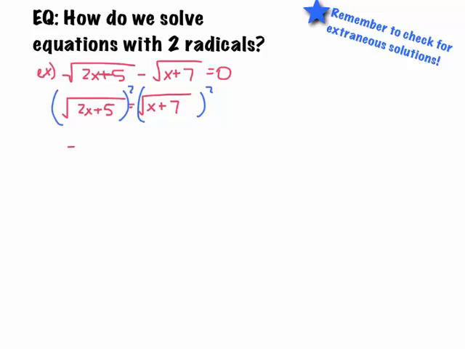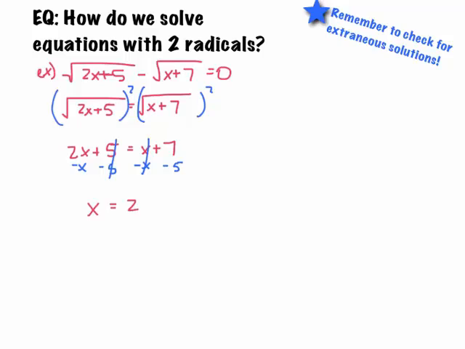So now I have 2x plus 5 is equal to x plus 7. Right? I need to get my x's on one side and my constants on the other. So I'm going to subtract an x from each side, and I'm going to subtract the 5 from both sides. I have x equals 7 minus 5, which is 2.